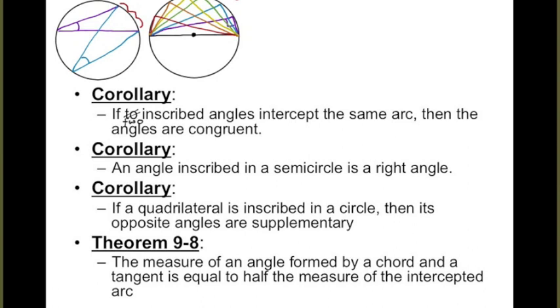The next corollary says if a quadrilateral, what is a quadrilateral?